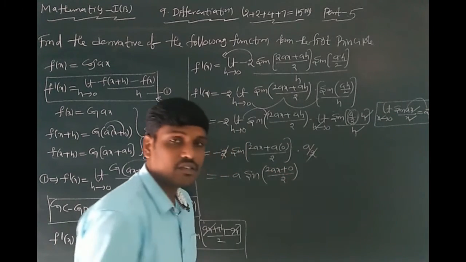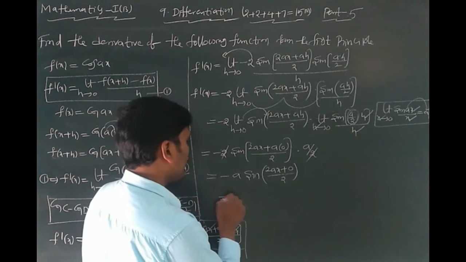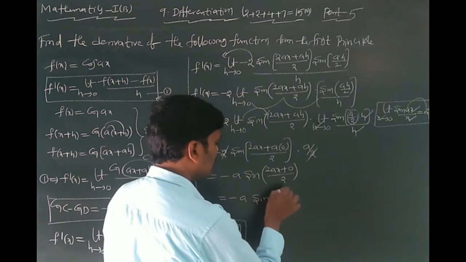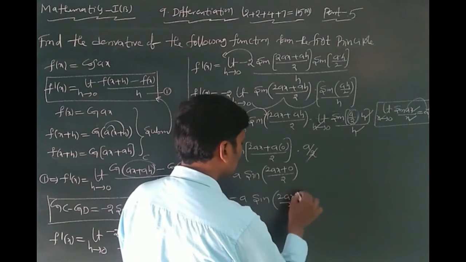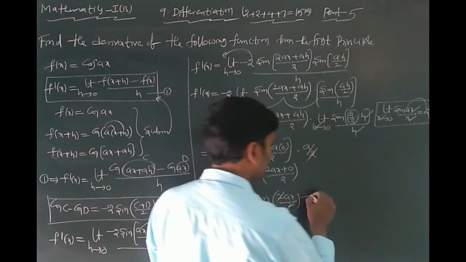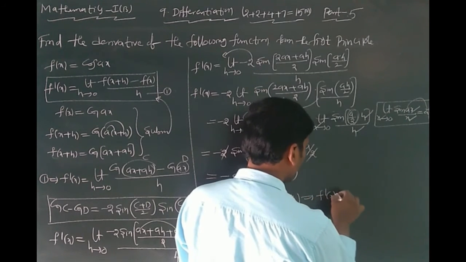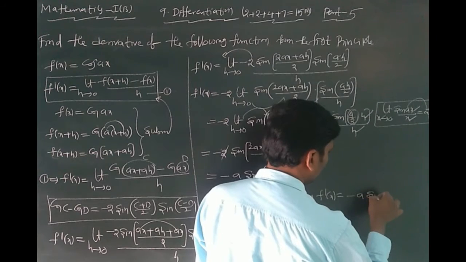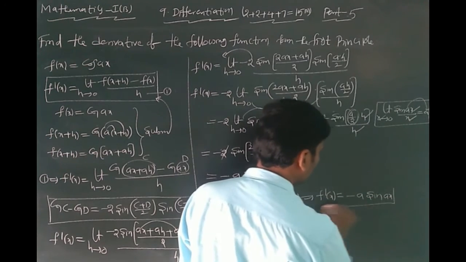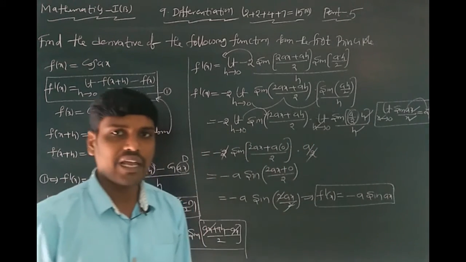A into 0, you get 0. Minus a into sin of 2ax by 2. You get 2 cancelled. Remaining f dash x is equal to minus a into sin ax. F dash x is what here? Minus a into sin ax.